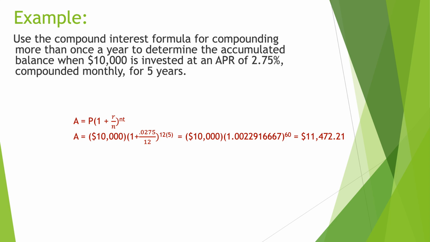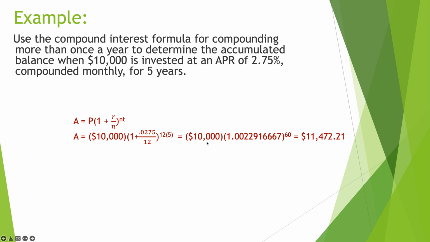$10,000 times 1 plus 0.0275. But here's your big difference. This time it's compounded monthly. So n is 12. So you must put a 12 here. And then 12 times 5. These two numbers always match. Both of them are n, the number of times calculated per year.